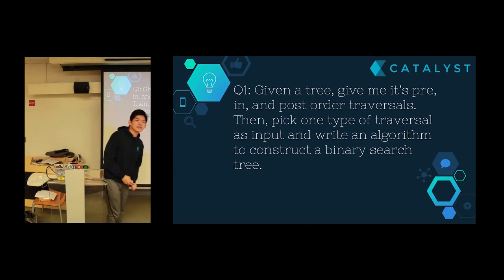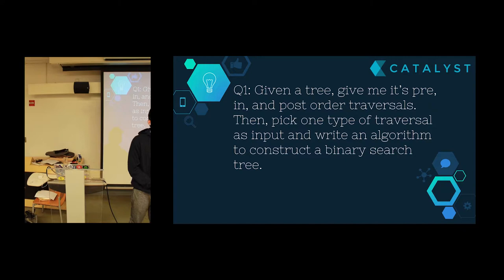What do you think is the best way to convert one traversal to another traversal? Say we are given a pre-order traversal, an array of that, and then you want to get the in-order and the post-order.